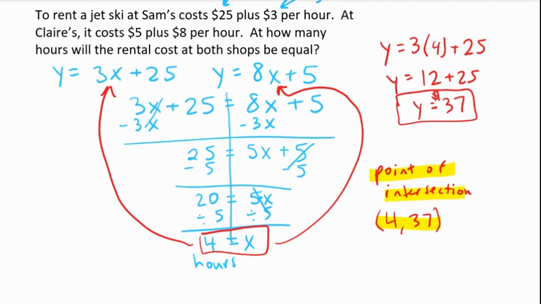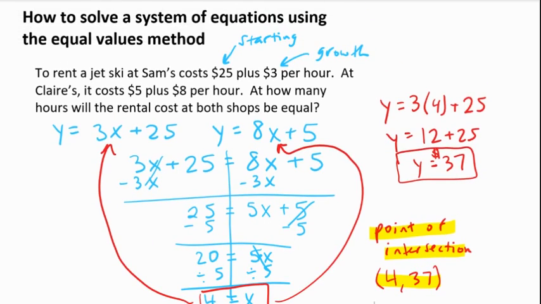So again, with the equal values method, you're just taking both equations and setting them equal to each other, and then you solve for the first variable, and after that you solve for the second variable.